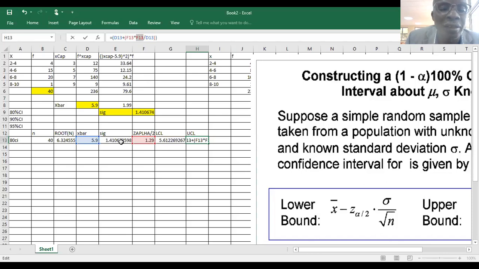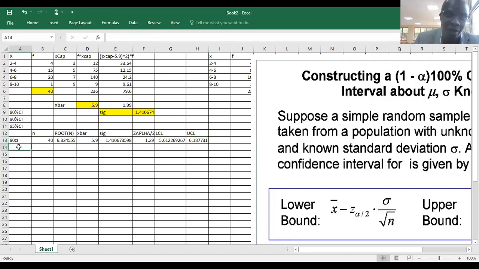E13, and then this one divided by root n. Where's root n? C, E. That is it. So 5.6 to 6.18. Note that, based on this sample, you don't know the mean. You will be 80% sure that the population mean lies between 5.6 and 6 point what? 6.2. Anywhere between those two. That's the confidence interval for the mean.